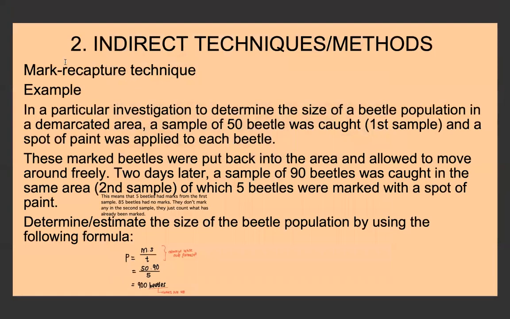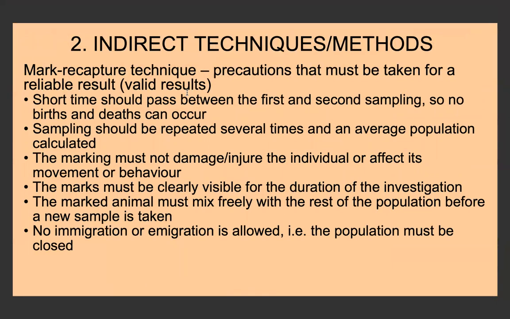There's some precautions that must be taken for the results to be reliable and valid. As I said, there must be a short time between the first and the second sampling, so no or a negligible amount of births and deaths can occur. Try to repeat the sampling several times and do an average population. They won't really make you do this in the test, but if they ask you what precautions could be taken, you can use this.